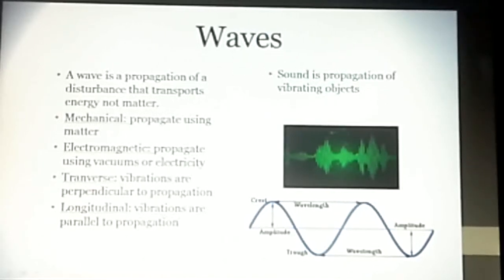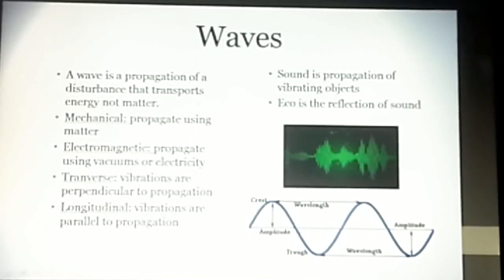There are also sound waves, and a sound wave is a propagation of vibrating objects. And finally, echo is the reflection of sound. So if you shout near a cliff, the sound goes and comes back. The coming back of the sound is called the echo.